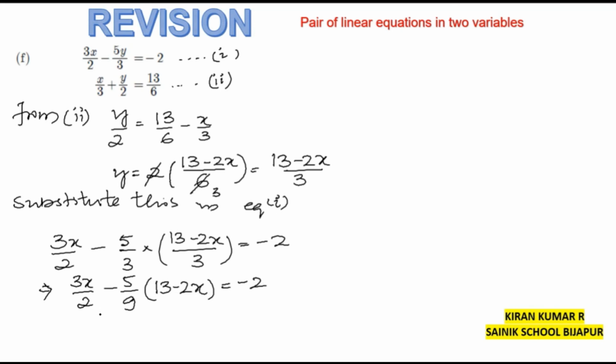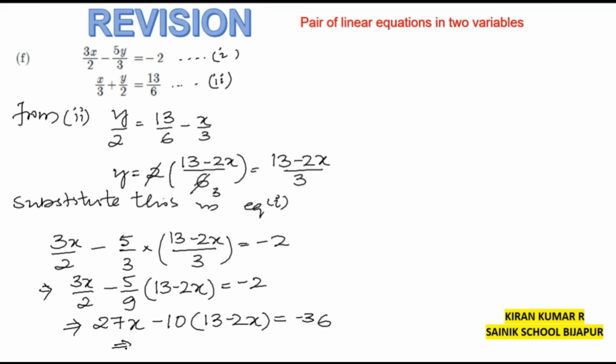Now let us take the LCM of 2 and 9. The LCM of 2 and 9 is 18. Therefore, this 3x to be multiplied with 9, we get 27 times of x, minus this 9 is there in the denominator, so 5 to be multiplied with 2, it becomes 10 times 13 minus 2x. Upon cross multiplication, minus 2 times of 18 is minus 36.